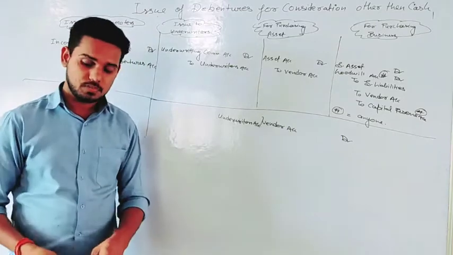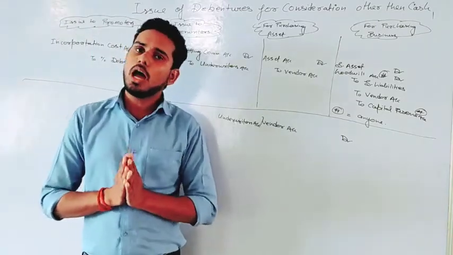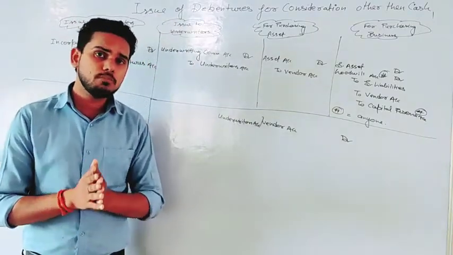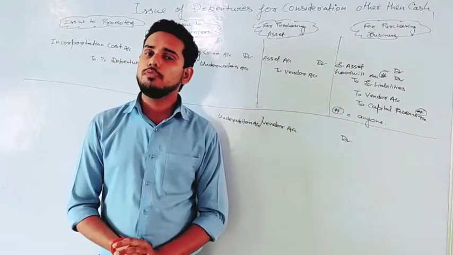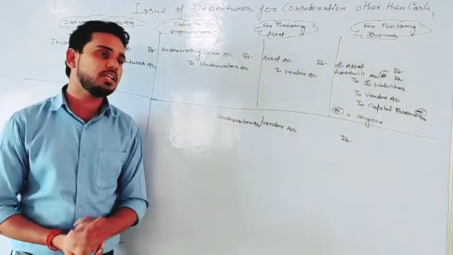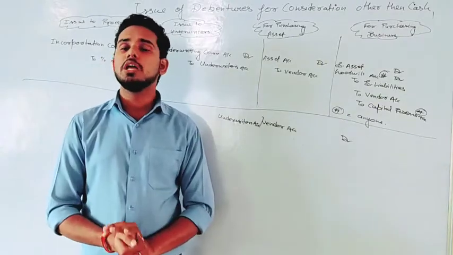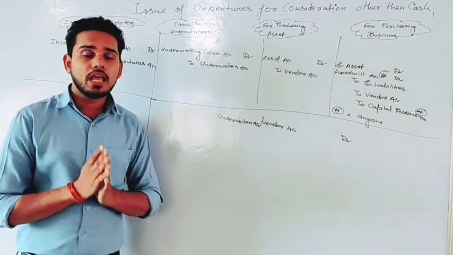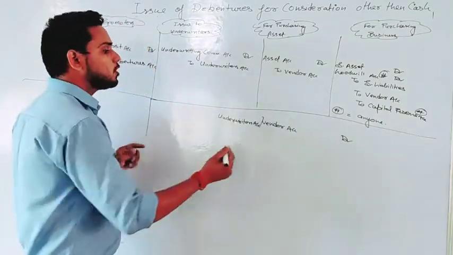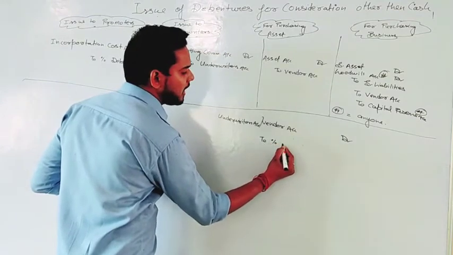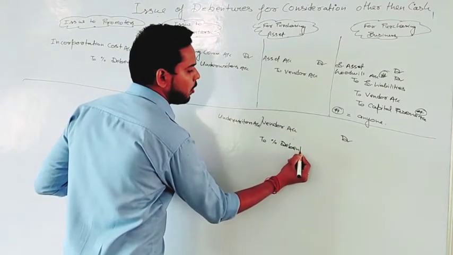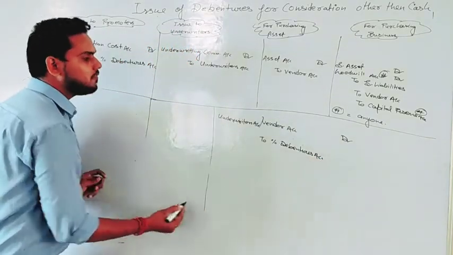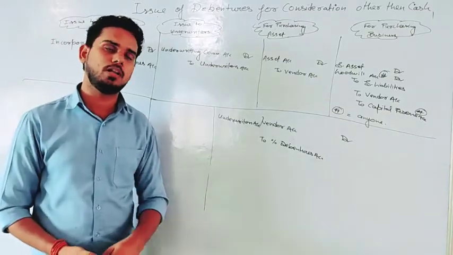Now see one thing, the rules are very easy. If you are giving them cash, you will write here to cash account. If you are giving them cheque, you will write to bank account. If you are paying them with bank draft, in that case also you will write to bank account. If you are giving them shares, you will write to share capital. And if you are giving them debentures, you will write to percentage debentures account, right? So I hope this thing is clear. The rule is very simple. Whatever thing we are giving, we will credit that particular thing, right?